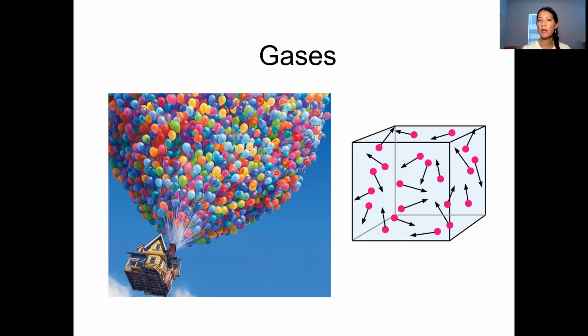Same thing with your tire in your car. On really cold days, sometimes my indicator light for my tire goes off just because there's less collisions of those air molecules in the tire pressing up, creating that pressure for that tire. So you can see there are a lot of variables at play here.